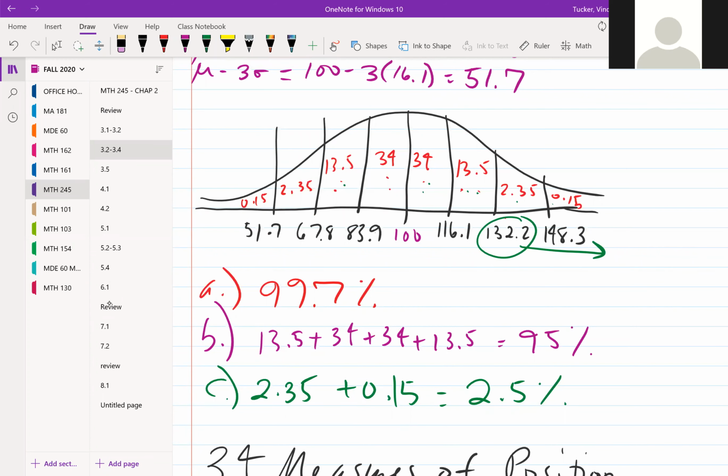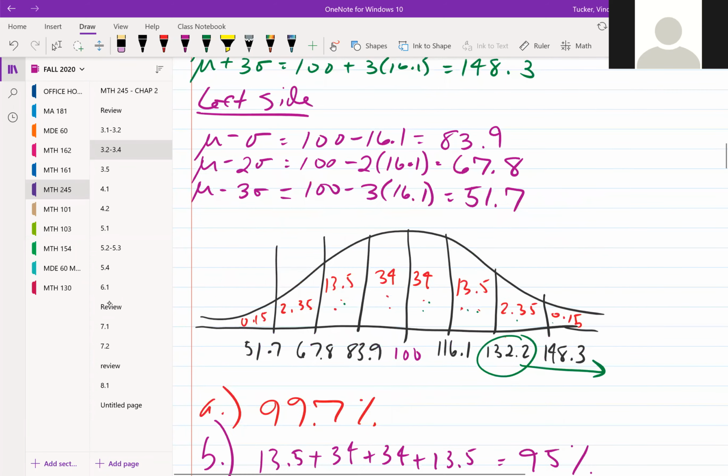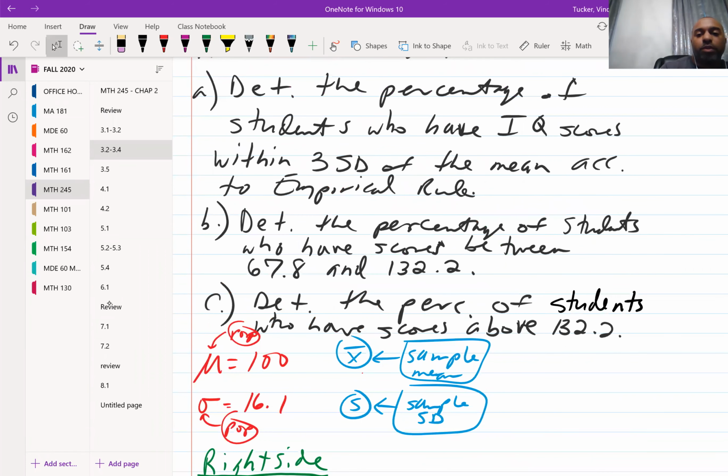Wait, what was the question for B again? All right, here you go. Determine the percentage of students who have scored between 67.8 and 132.2. And those percentages are always the same, right? Yes. Yeah. Yep.